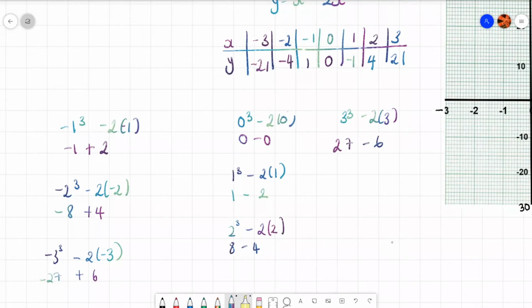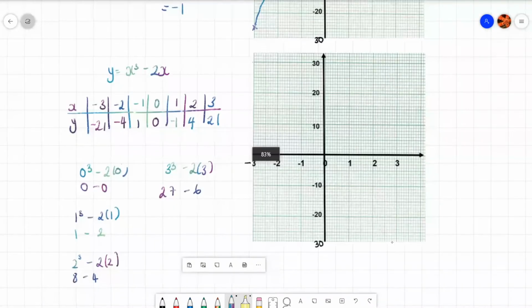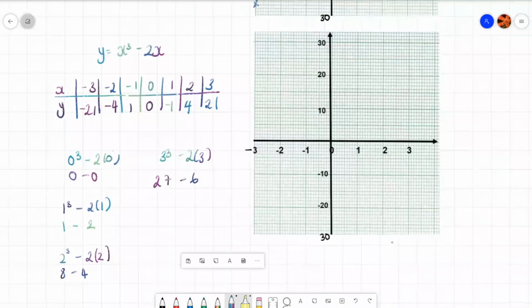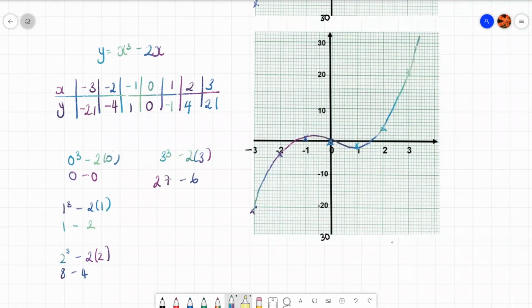Okay, so let's have a look then at plotting this graph on our axes. So I've got -3 and -21, which is here, -2 and -4, sorry, -1 and +1, 0, 0, then 1, -1, 2, 4, and 3 and 21. There we are. And then all I'm going to do is join the dots up, and you can extend your graph, and we have drawn our cubic graph here.